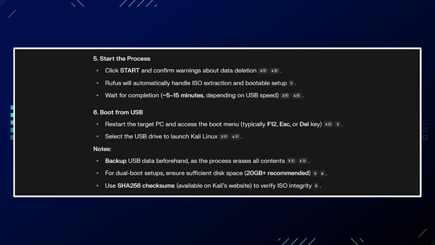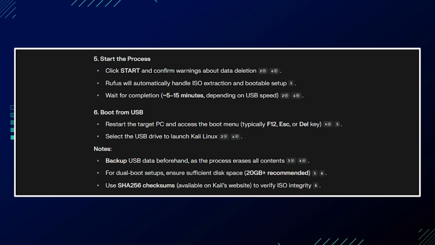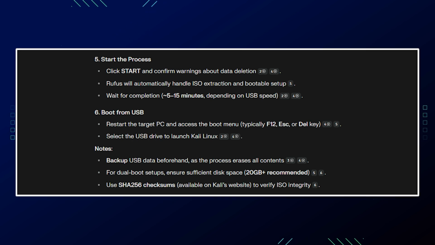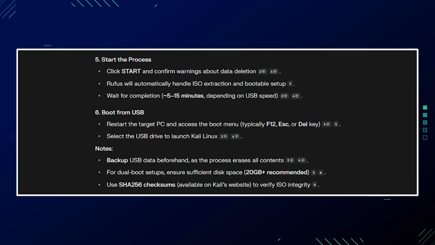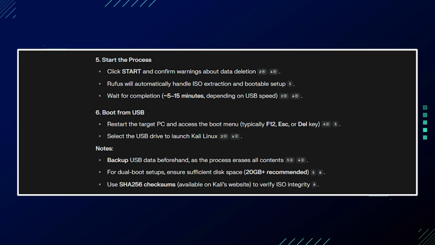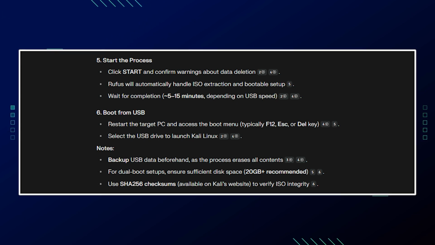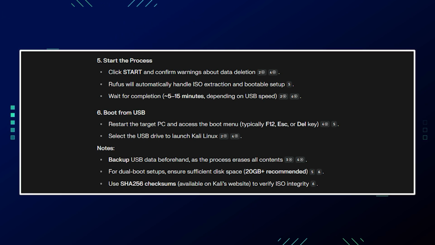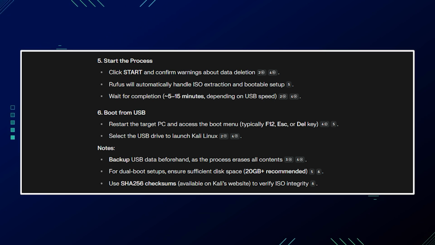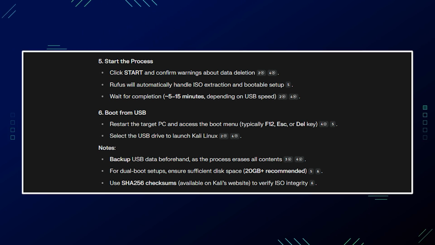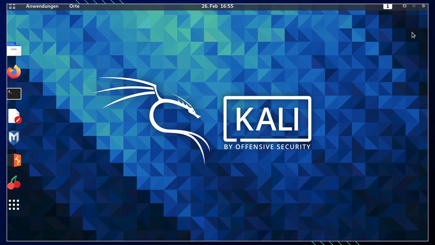Here are some notes. Back up the USB beforehand, as the process erases all contents. For dual boot setups, ensure sufficient disk space, like 20 gigabytes plus is recommended. Use the SHA-256 checksums, which are available on Kali's website, to verify ISO integrity. So that is that. Let's get into Kali Linux for Android.